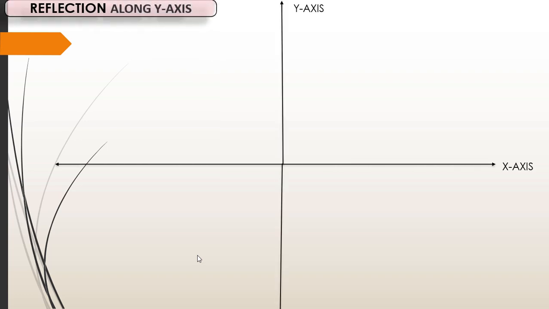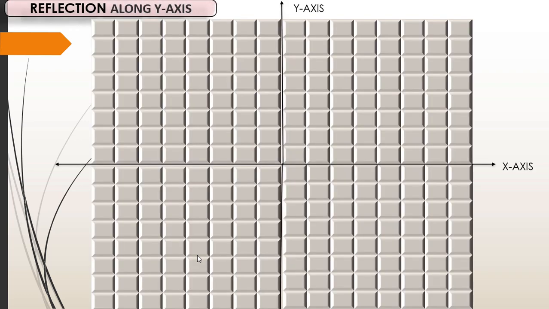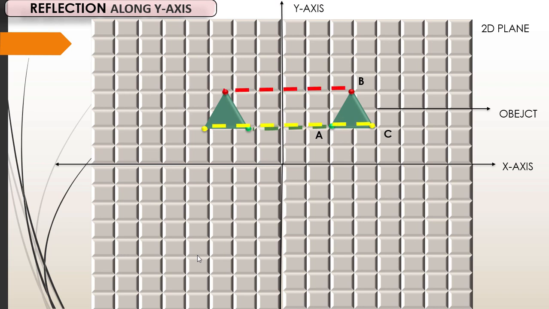Now let us see our reflection along the y-axis. This is the x-axis, the y-axis, and the plane created with the help of them. This is a 2D object, a triangle with vertices A, B and C. Now we are going to perform reflection along the y-axis. So the x value is going to be negative and the y value will stay as it is. So A will become like this, B will become like this and C will become like this.